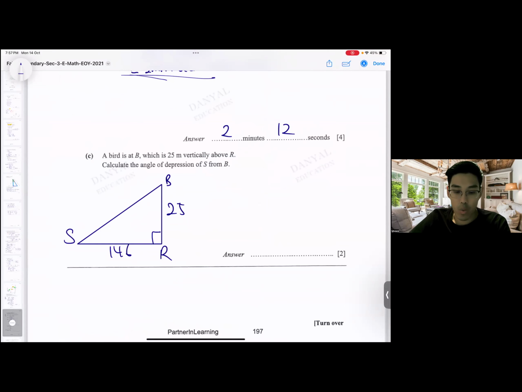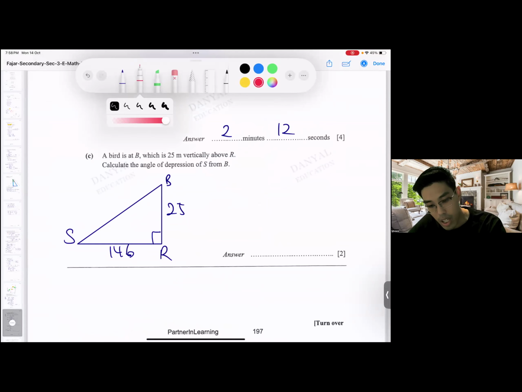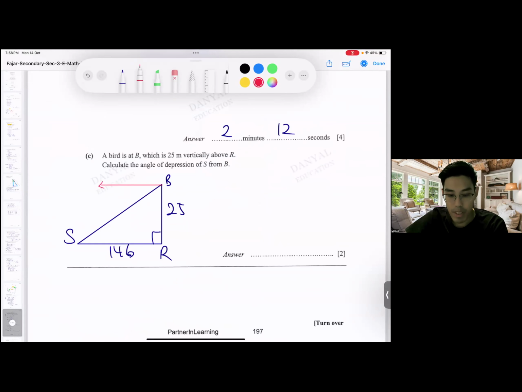Now the next thing is, where is the angle of depression? Depression always starts from eye level. Then depression means go down. So the bird is flying here. Where's the angle of depression? Here. You need to know where it is. This angle that we marked out is actually equal to angle BSR. So if you find angle BSR, we will be able to find the angle of depression already.